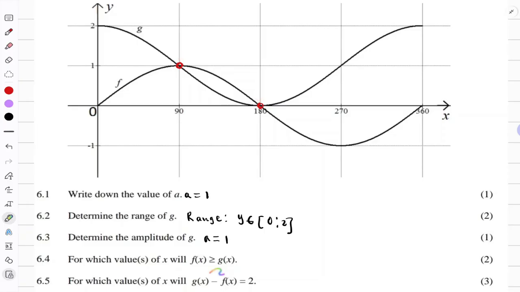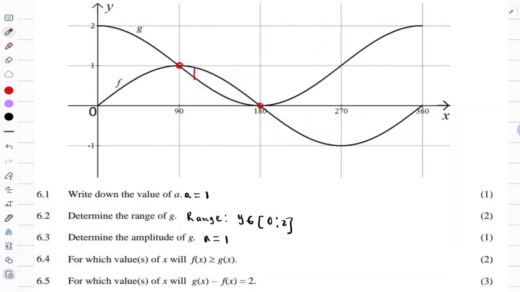The next part is to see where f of x is above, or f of x is greater than g of x. So you can see in this region leading up to x equals 90 degrees, f of x is below g of x. So we cannot include this region. But then between x equals 90 degrees and x equals 180 degrees, you can see f of x is above g of x.